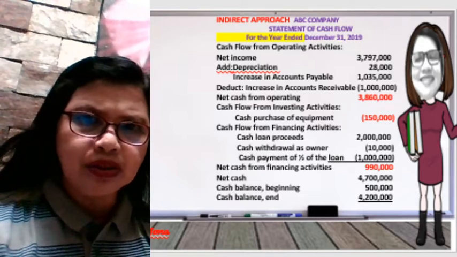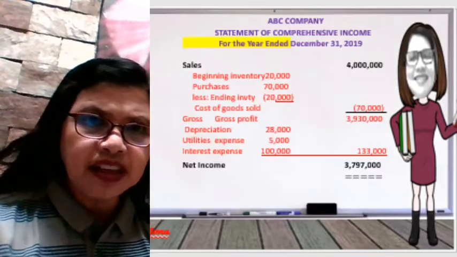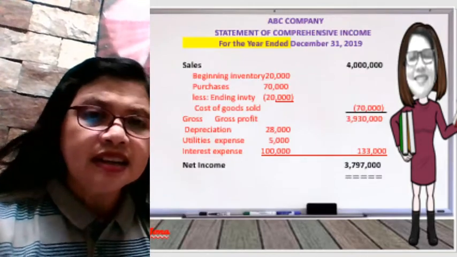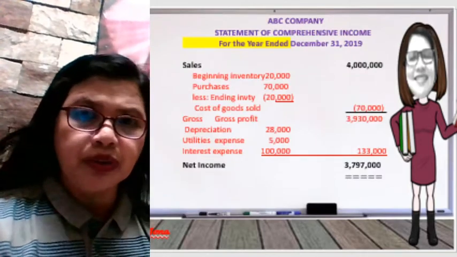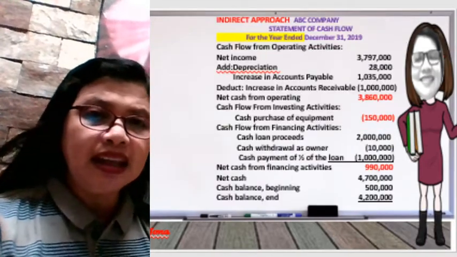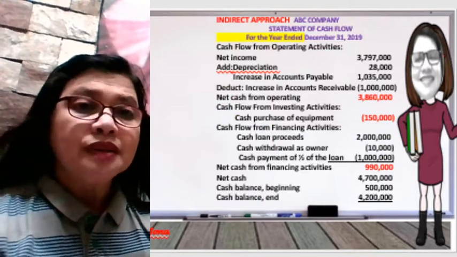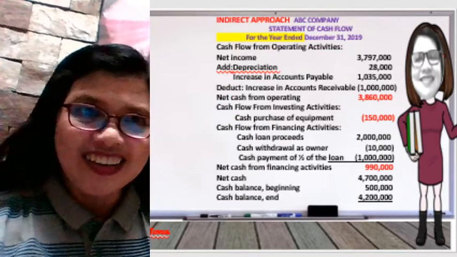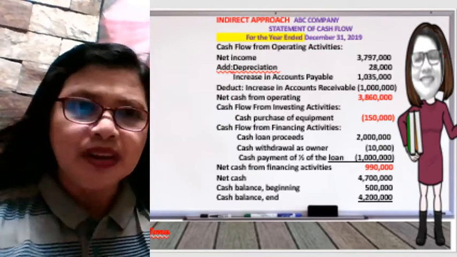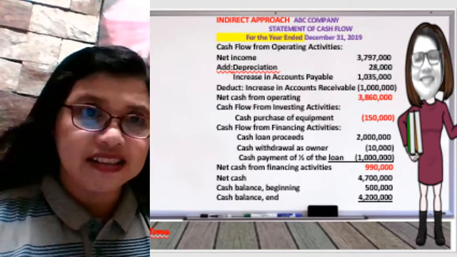3,797,000. Okay, let us look at your income statement if it is right. Your income statement, yes, 3,797,000. So we're correct. So you begin with your income statement, and from the income statement, we have to what? Okay, here now lies the problem. We have to reconcile the non-cash transactions.